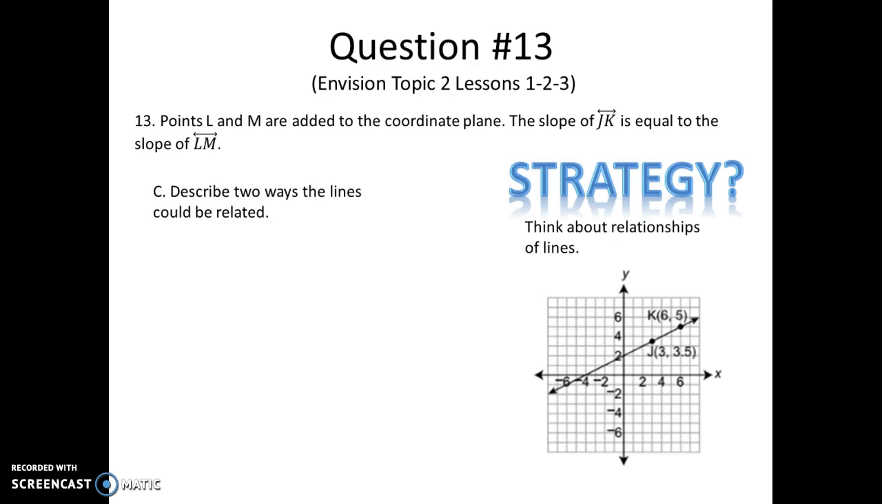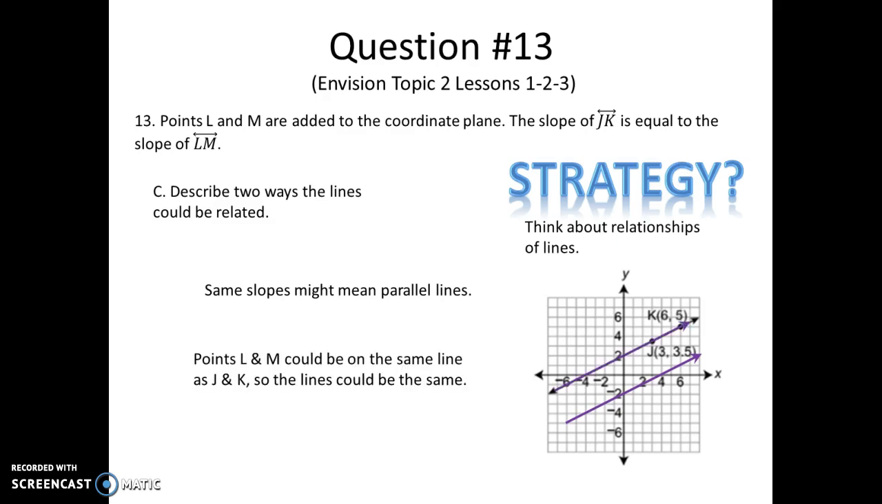So one result is that the lines could be parallel. They could also be the same line if points L and M are on the same line as J and K. Remember to use as much detail as you can. So by showing the lines on the graph and then describing those as completely as you can, you would get full credit.